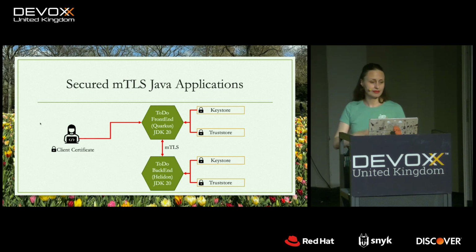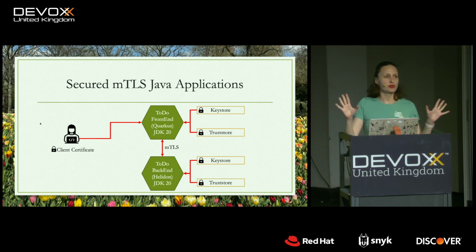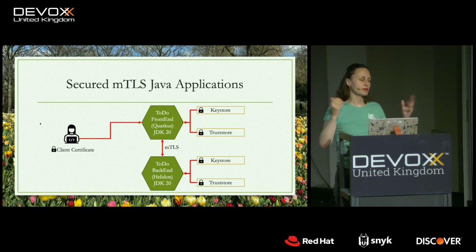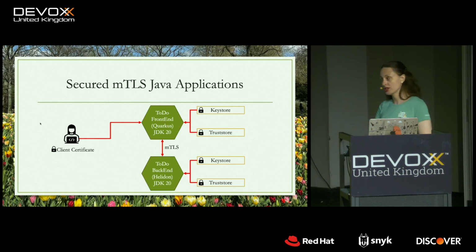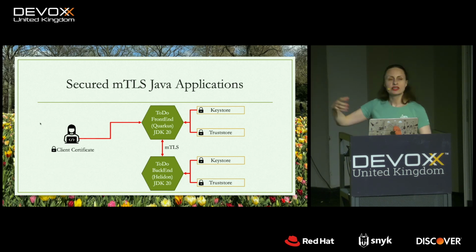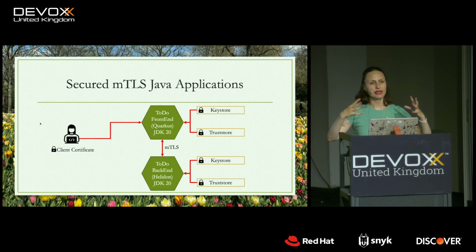So I'm using a browser. I need a client certificate, of course, to access my front end, which is developed with Quarkus running on JDK 20. And of course, the front end asks for some information from the backend, which is done with Helidon, also running on JDK 20. So in order to make sure that I'm allowed to see information in my front end, but also access information from the backend, I need a way to place the certificates and make both applications see each other and allow each other to read information or to send information to each other.